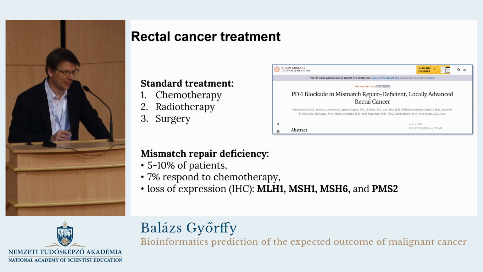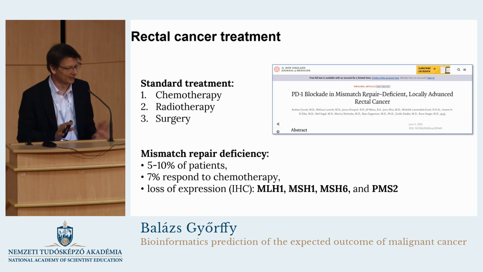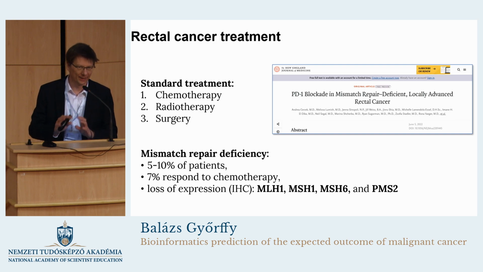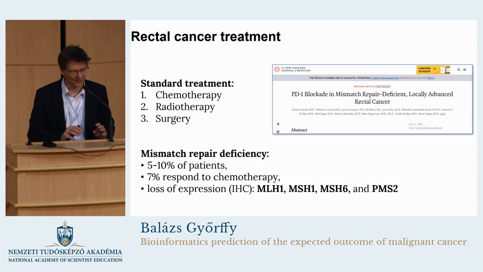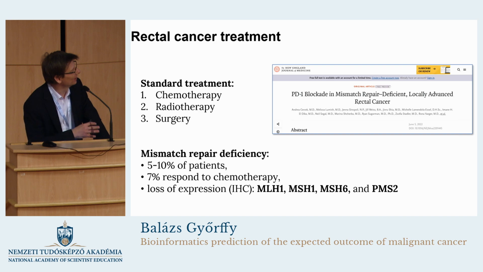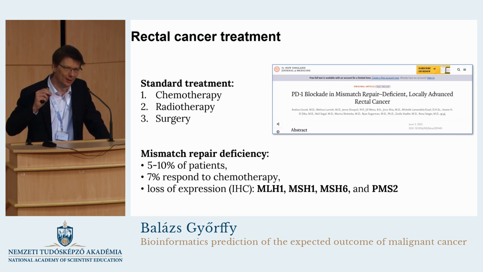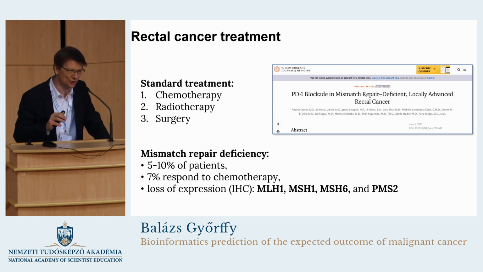There is a subgroup of patients who are mismatch repair deficient. And this is about 5 to 7% of the patients. And this group of patients have extremely bad prognosis. The reason for this is that these tumors are highly aggressive and they do not respond to chemotherapy. However, because this is mismatch repair deficiency, genetic damage will accumulate in these tumor cells. When there is genetic damage, this means that there will be lots of altered proteins which the immune system could recognize.